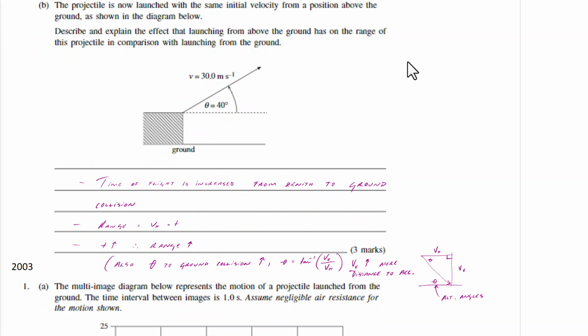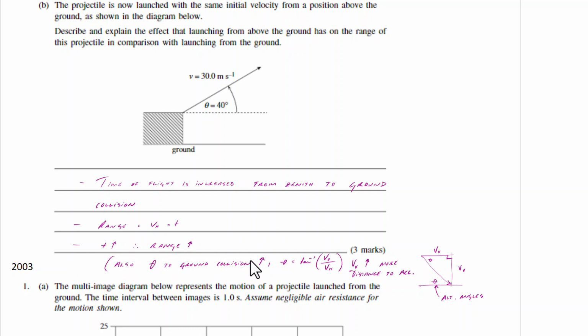Now the projectile is going to be launched from a height. Describe and explain the effect launching from a height has on the range of the projectile in comparison to launching from the ground. Alright, so the time of flight is going to be increased because you're actually lifting it higher. So therefore the range is going to increase.